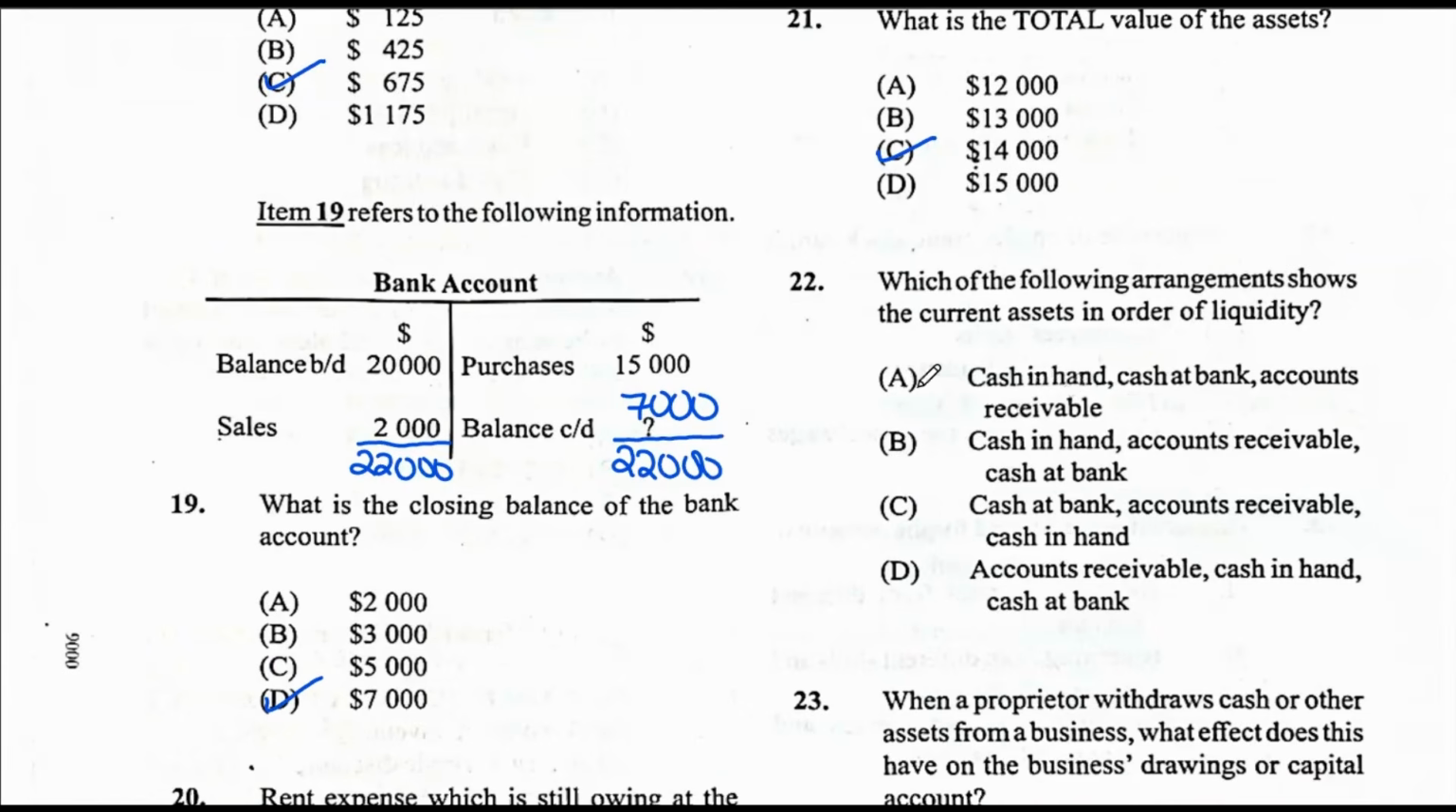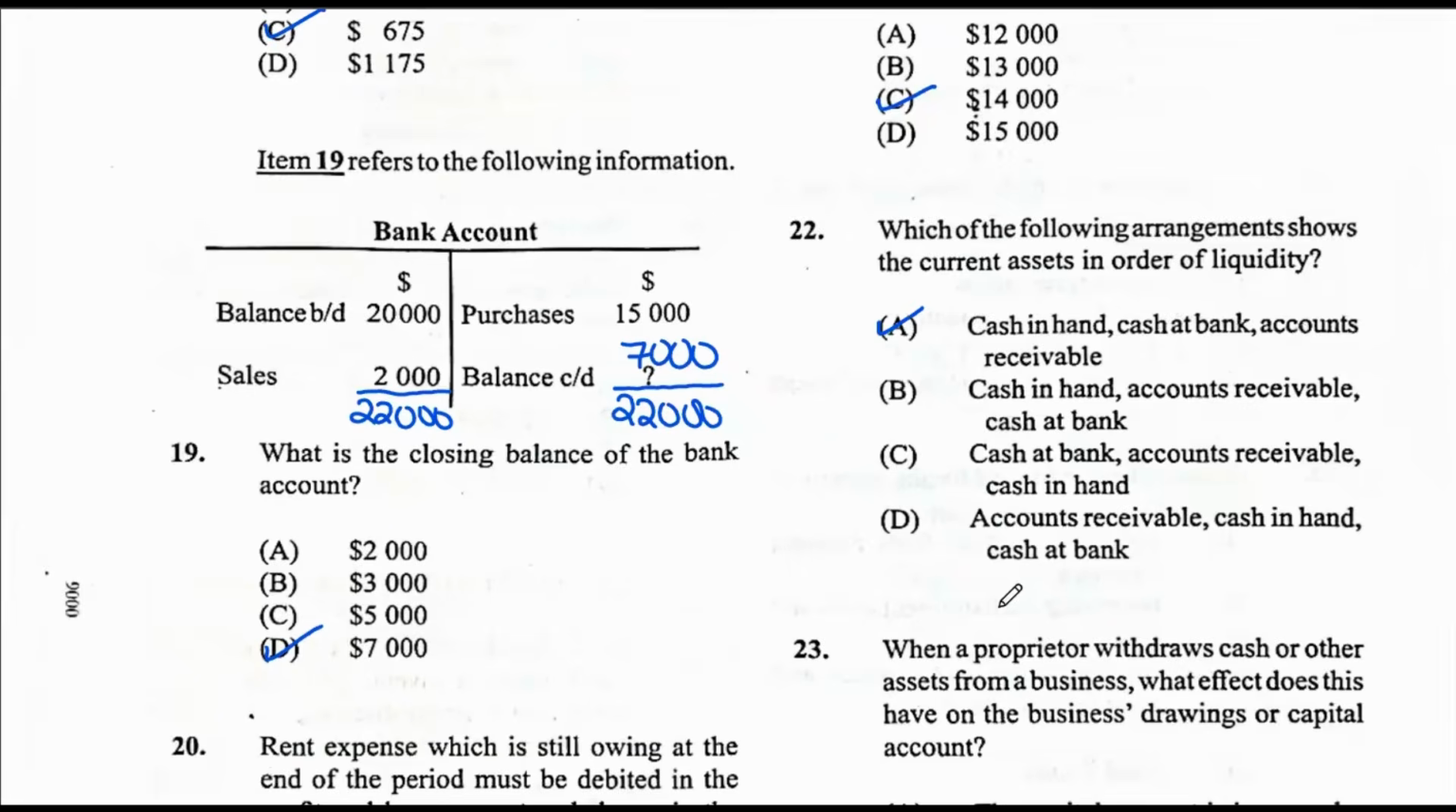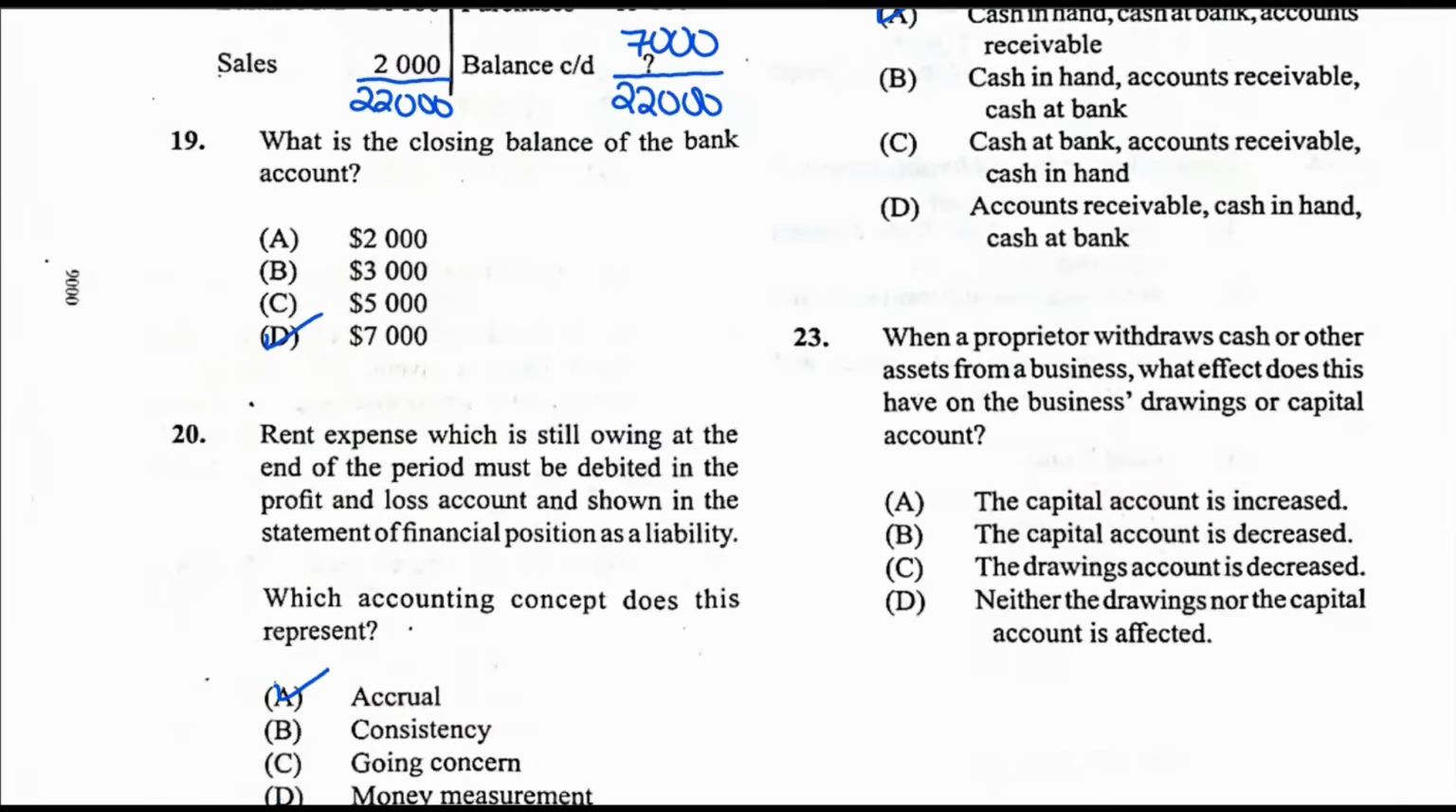Let's look at A. Cash in hand, cash at bank, accounts receivable. Well, guys, definitely the answer will be A, because the next best option after cash in hand will be cash at bank. Again, this is the order of liquidity. Great. All right, moving on to question 23. Let's check it out. Question 23.